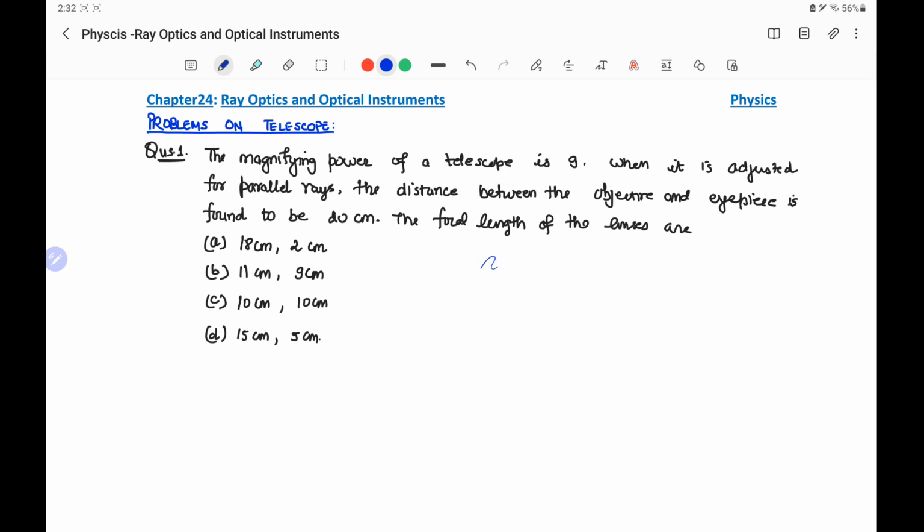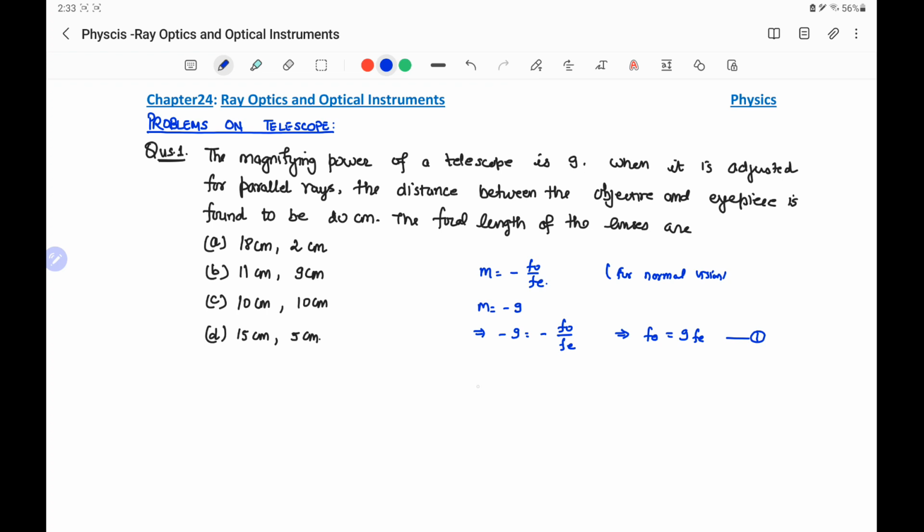The magnifying power we know for a telescope is m equal to, for normal vision, minus f naught by fe, where f naught is the focal length of the objective and fe is the focal length of the eyepiece. It is given that the magnifying power is 9, so m equals minus 9. Minus refers to the fact that the image is inverted. This implies that minus 9 is equal to minus focal length of objective divided by focal length of eyepiece, or we can say the focal length of the objective is 9 times the focal length of the eyepiece. This is equation number 1.